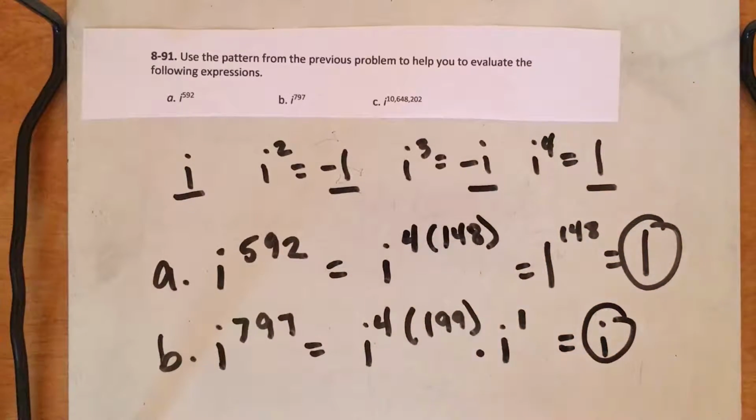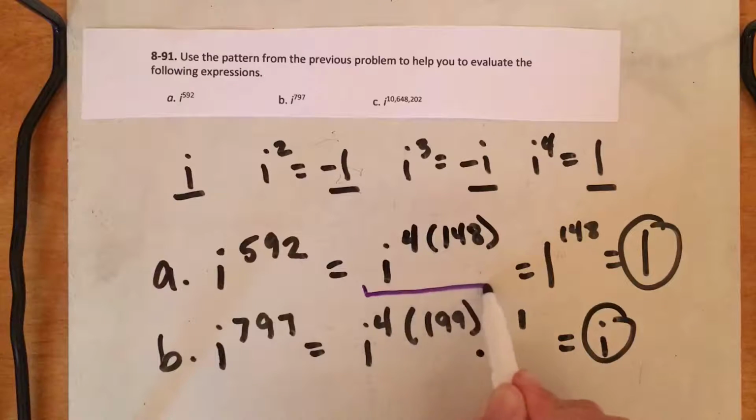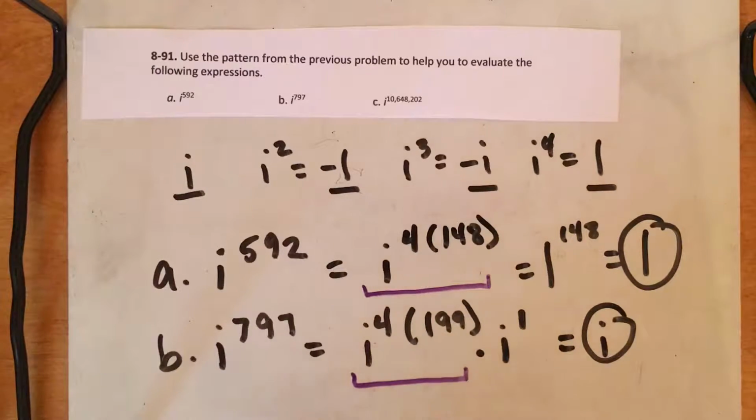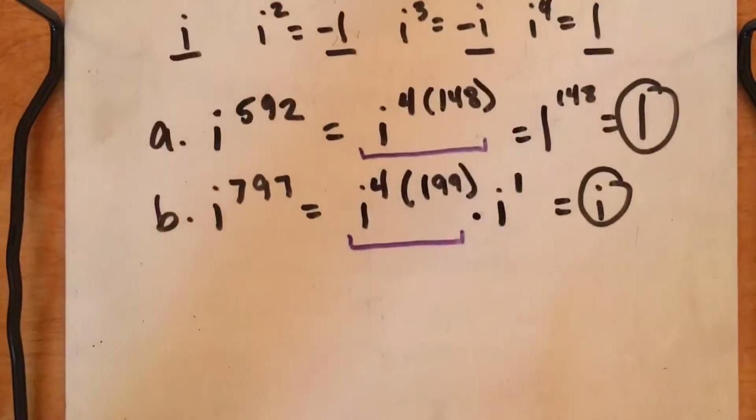So let's see, this part right here is worth 1. Okay, the I to the 4th is just worth 1 raised to whatever power, doesn't matter. So that's always going to be 1, and then this end part left over is what we kind of care about. That's what it's going to simplify to.